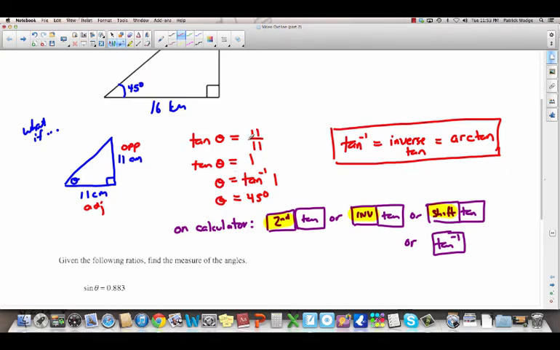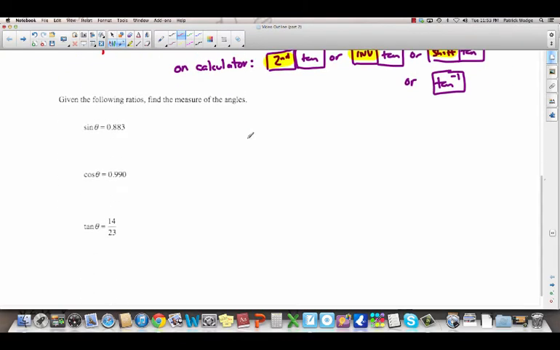Okay? Alright, that's basically what we're going to be doing today, using that inverse tan, shift tan, whatever it is on your calculator. So if I tell you the sine ratio is 0.883, that's what the ratio is, and I want to know what the angle is, how do I do that? I do the inverse.